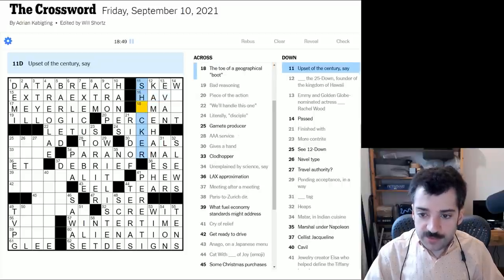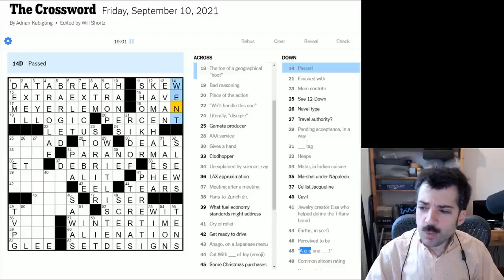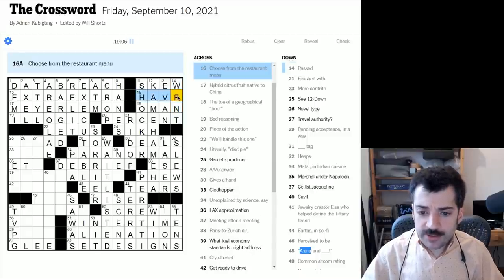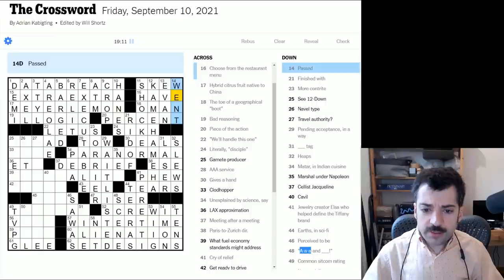Thought it would be something more specific than that, but maybe not. Upset of the century, say, would be a shocker. That makes sense. Here, the toe of a geological boot, Oman. Right, okay. And then past is indeed went. Okay, so, right. I was very skeptical that these two would be have and went, but indeed they were. So sometimes even a Friday crossword can be more straightforward than you expect it to be.